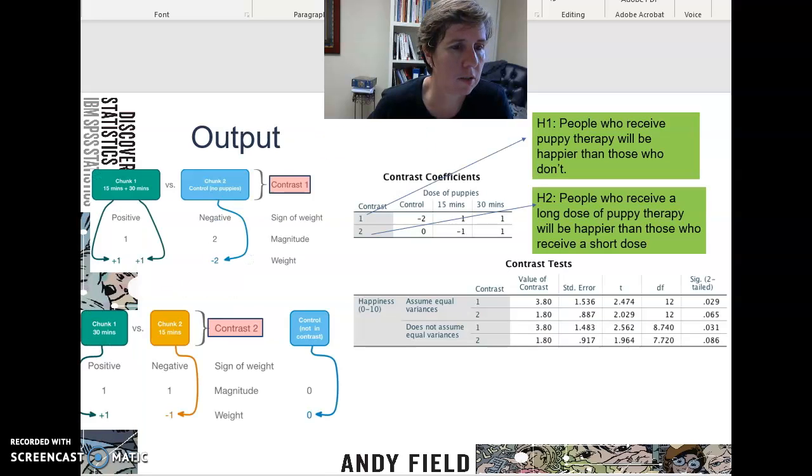Okay, so what does that look like in SPSS? So when you are running this in SPSS, it's going to tell you the very first contrast, I've got negative 2, so this is my control, and I've got positive 1 and positive 1, so it's 15. So it's comparing the control against these 2 groups. The second contrast is the control gives a value of 0, so it's not even included in this contrast, and now we're comparing the 15 to 30 minutes. And then we'll talk a little bit about these contrasts later on.